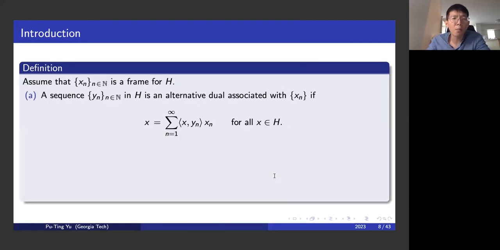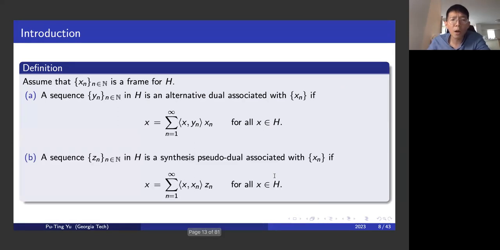So assume that xn is a frame for H, then we say a sequence yn in H is an alternative dual associated with xn if x is equal to a sum of xn multiplied by the inner product of x and yn for all x in H. And on the other hand, we call the sequence zn a synthesis pseudo-dual associated with xn if we can write x as the sum of zn multiplied by the inner product of x and xn for all x in H.